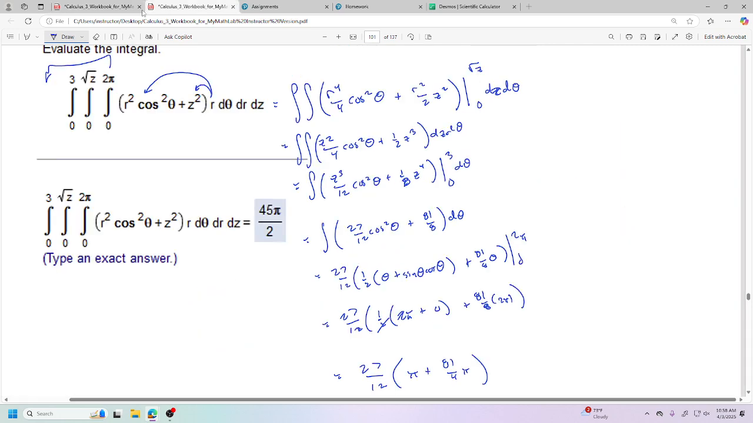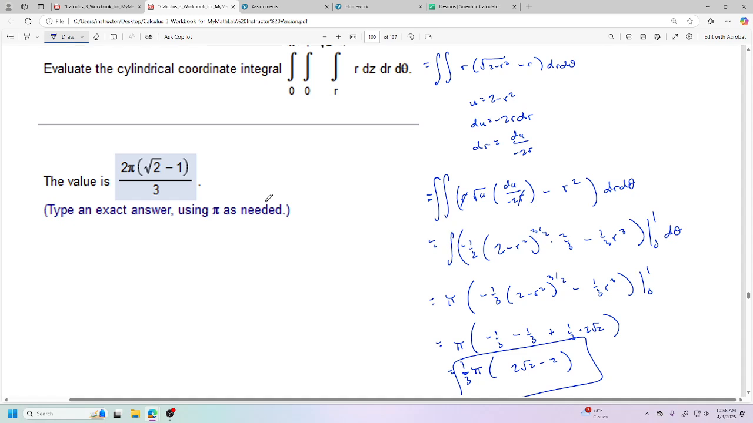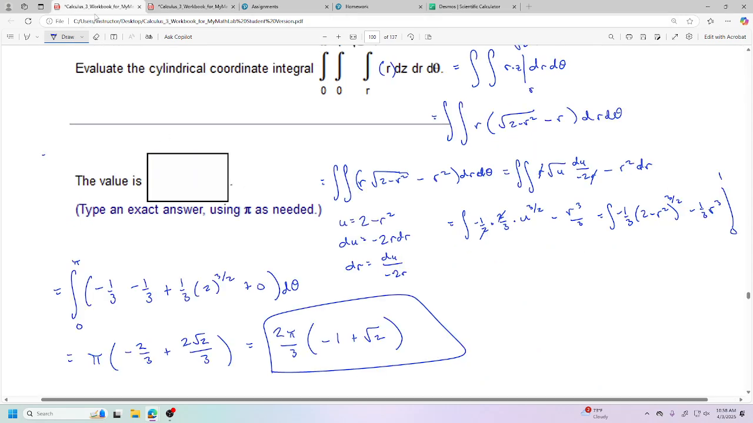Real quick, flash the answer, make sure I got it. Not that one, don't look there. Yes. Square root 2 and a 1. Yep. Okay, cool. We did it! We did it right!